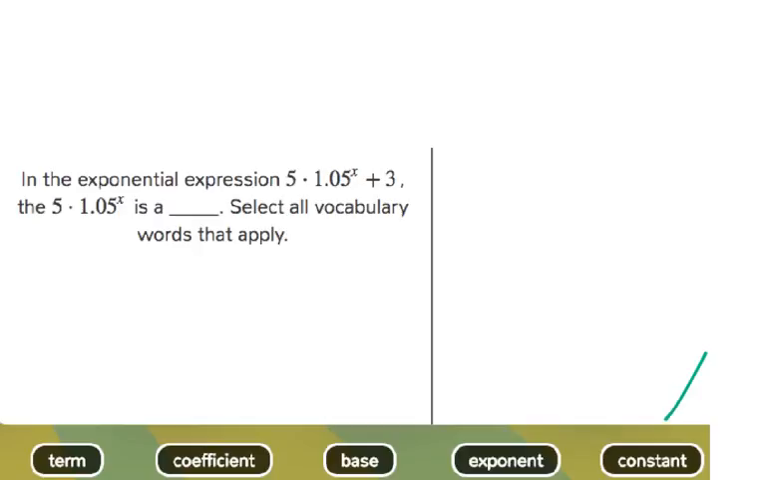Last but not least, we have constant. A constant in math is a number by itself. It is a term by itself. And since there are no variables in the term, the constant is called a constant because it doesn't change in value. So in this case, it is the 3. So knowing all 5 of these vocab words should help you pick out which fit this part of that expression.